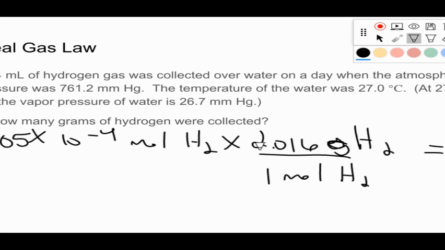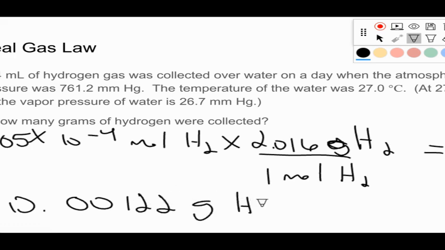And then I'm going to multiply that by my 6.05 times 10 to the negative fourth. And my answer comes out to 0.00122 grams of hydrogen.